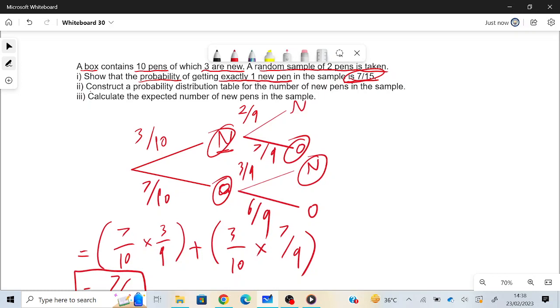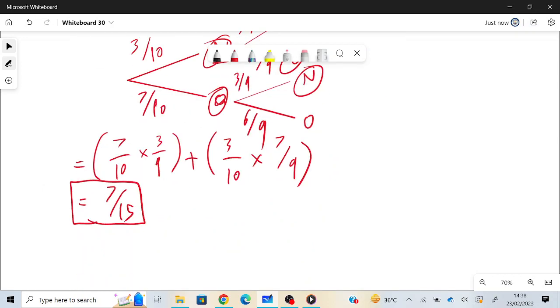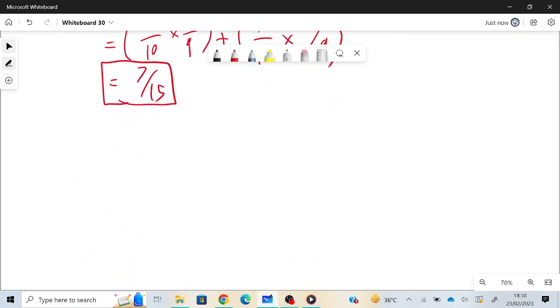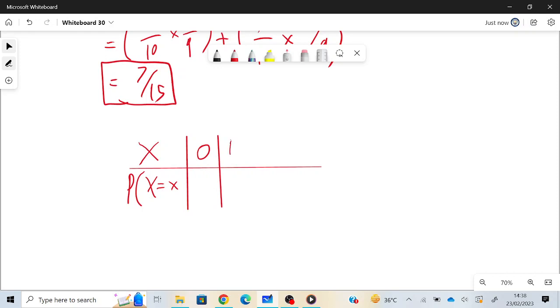Second part says, construct a probability distribution table for the number of new pens in the sample. Okay, so constructing our probability distribution table, let's go ahead and do that real quick. Let's let X be the number of new pens, and then our probability of X to that, and we can have 0, 1, and we stop at 2 because that's the maximum amount of picks we have.